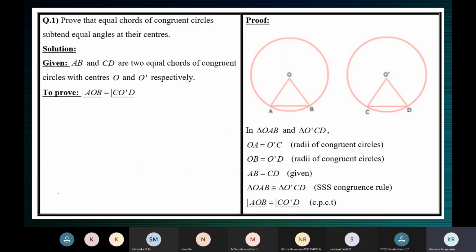So the statement is prove that equal chords of congruent circles subtend equal angles at their centers. The proof is easy, children. Take a screenshot. Congruent circles are circles with the same radii.